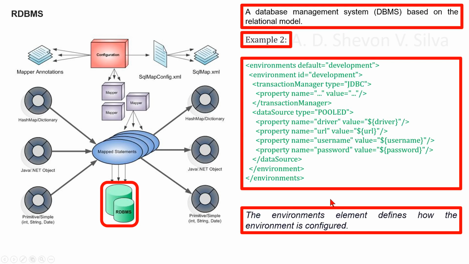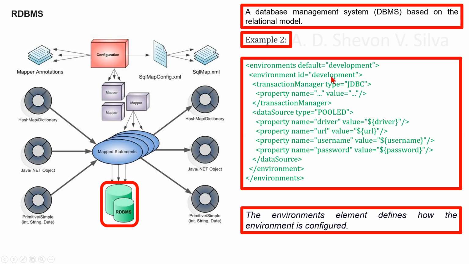As an example 2, we can consider this one. The environment element defines how the environment is configured. Notice the key sections here. The default environment ID, for example, default equals development. The environment ID for each environment defined. So this is the default environment ID, and this is the environment ID for each environment defined.